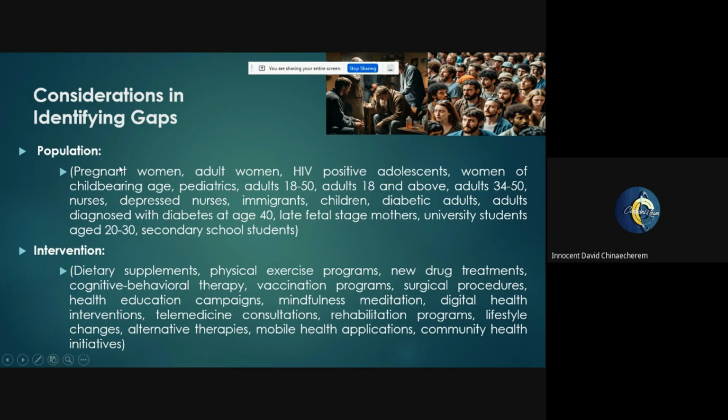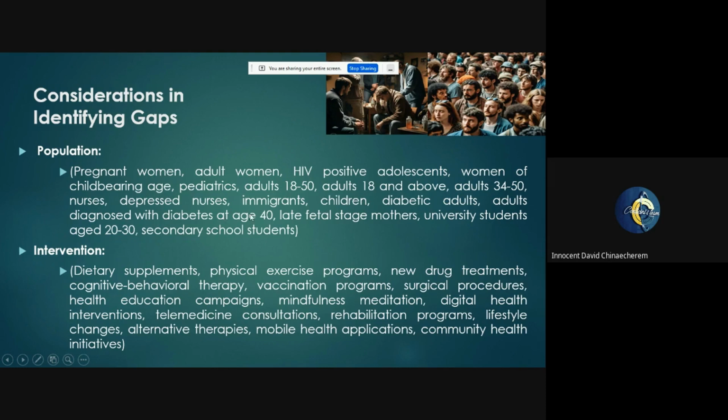Have we looked at pregnant women? Have we looked at adult women? Have we looked at HIV positive adolescents, or HIV positive women, or HIV positive pregnant women, or women of childbearing age, or pediatrics, or adults 18 to 50, or adults 18 and above, adults 34 to 50? Have we looked at it from the nurses' perspective? Have we looked at it from depressed nurses? Have we looked at it from immigrants, children, diabetics, adults?